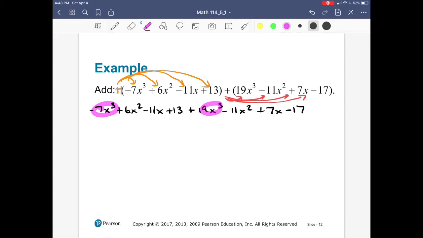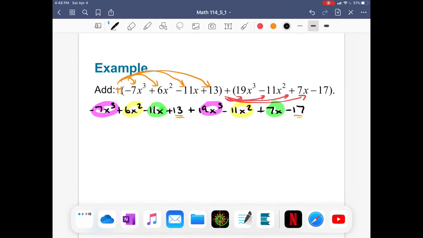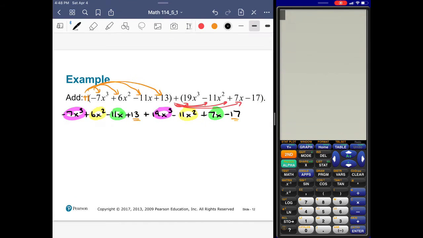Now we need to see if we have like terms. We have negative 7x cubed and a 19x cubed. We have a 6x squared, so I have an 11x squared. I have an 11x, 7x. And we have a constant by itself. So, negative 7x cubed plus 19x cubed, it's going to give me, let's get a calculator for that, just not to struggle.